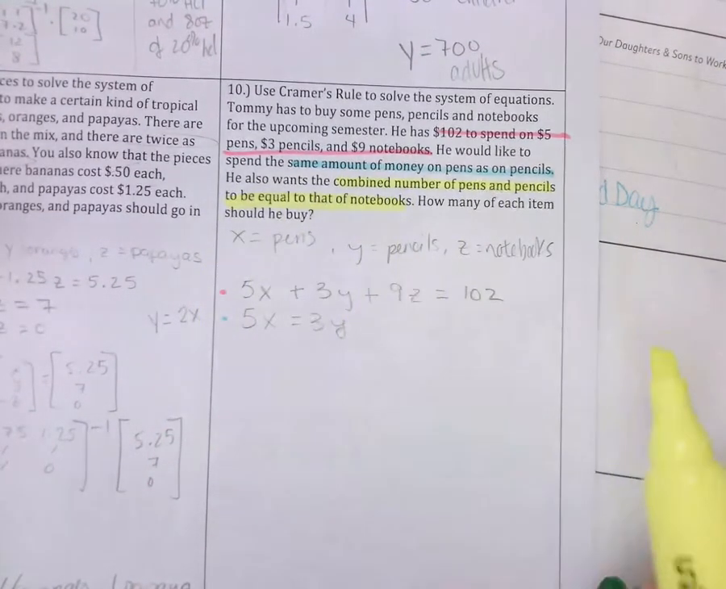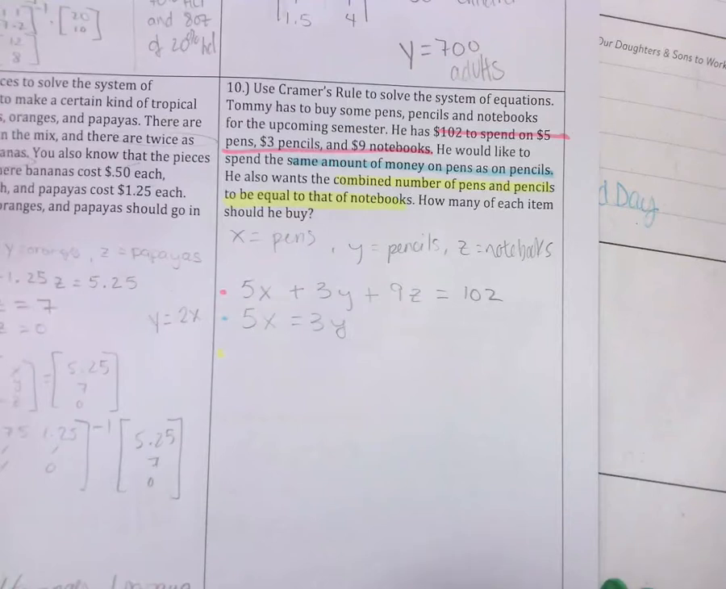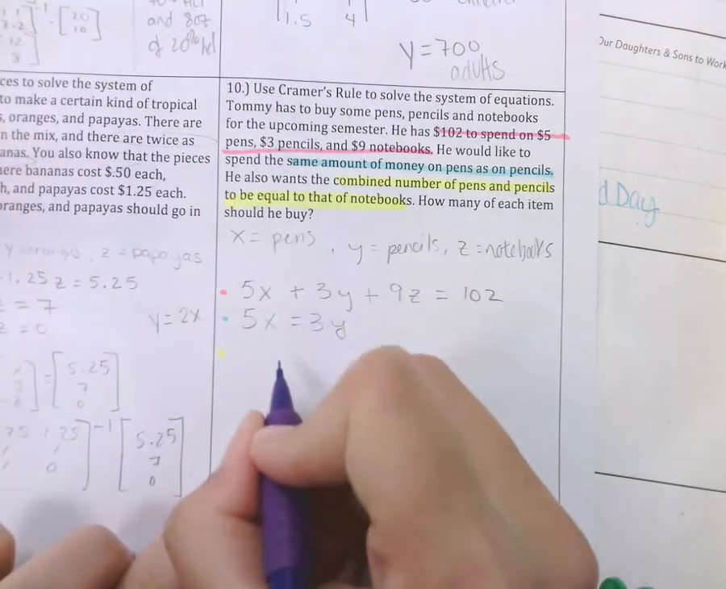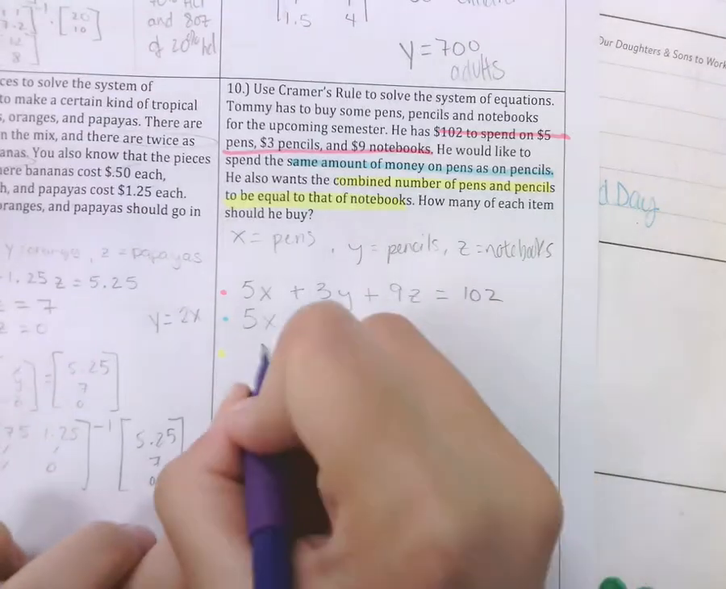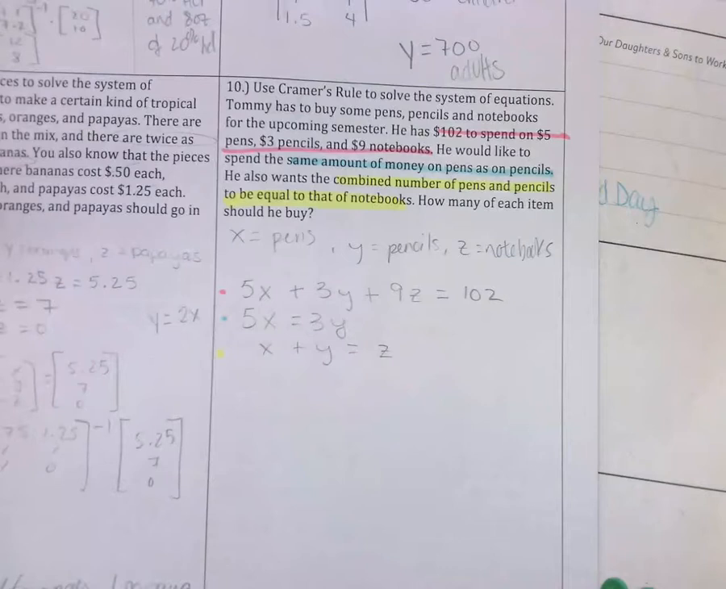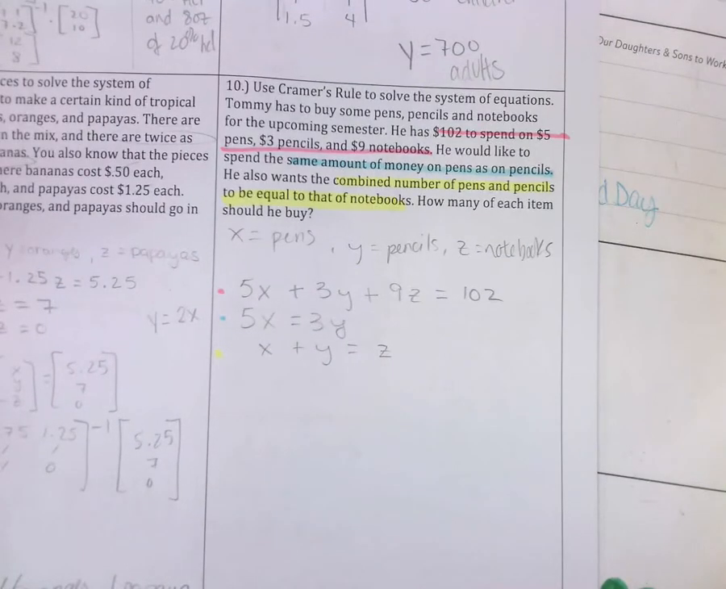So, the last one, the combined number of pens and pencils. Just the number, x, not the price. x plus y equals z. It doesn't say the combined price, it just says the combined number. So it would be negative z. So then I'm going to rewrite all these.